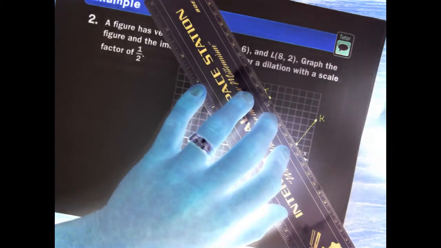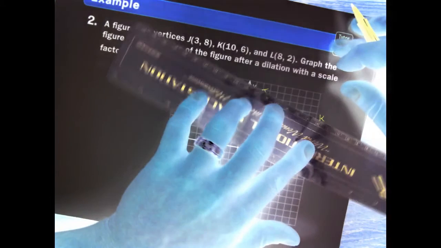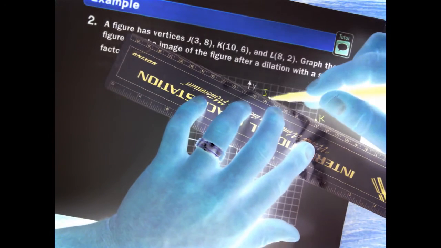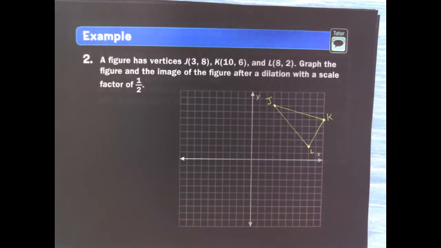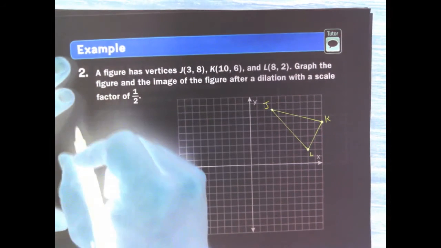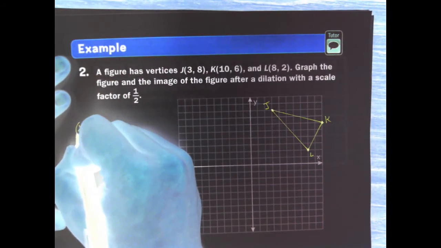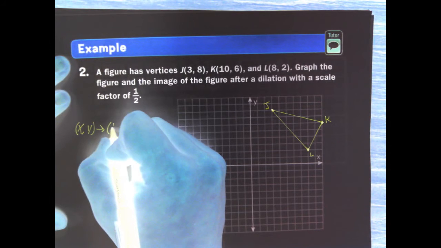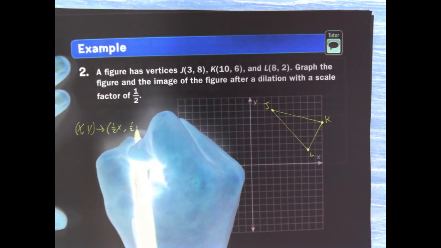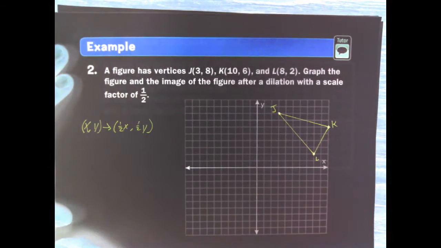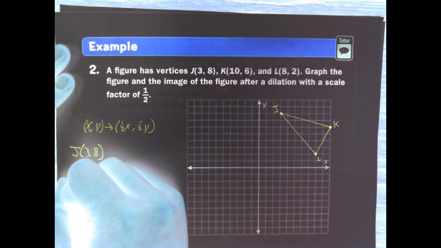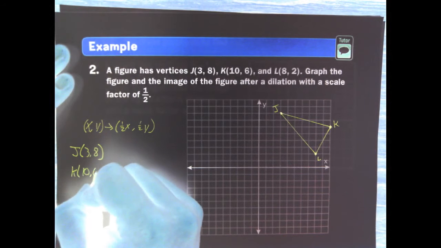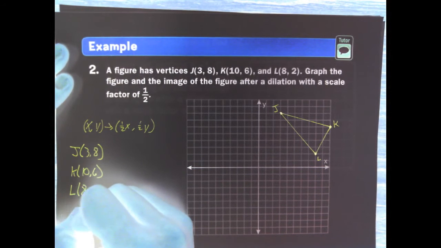That is my pre-image. The figure I start with is the pre-image. So when you see that on the test and they're talking about pre-image, that's what they're talking about, the starting point. Okay. So now I need to find the coordinates of my image. So here is my transformation, (x, y) turns into, now my scale factor is 1/2, so (1/2 x, 1/2 y). Here are my points. J is (3, 8). K is (10, 6). And L is (8, 2).